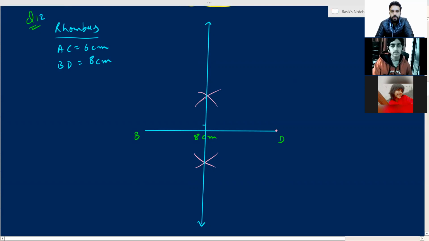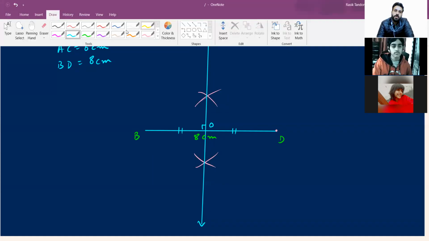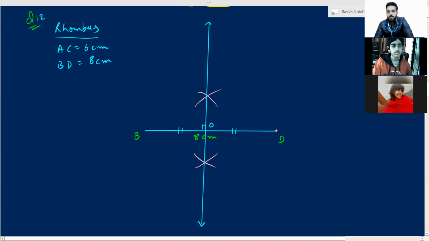Do you get the reason why we are drawing the perpendicular bisector? Because we know that the diagonals are perpendicular bisectors of each other. So this is your vertex O. Now, what is the next step? Can anyone tell me? What should be the next step? We have to draw AC of 6 centimeters. We have already drawn BD of 8. How to draw AC of 6? Tell me.